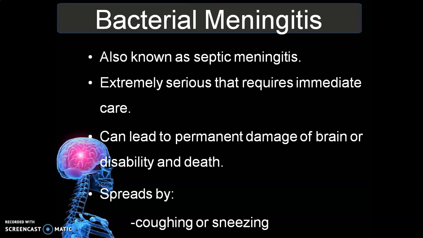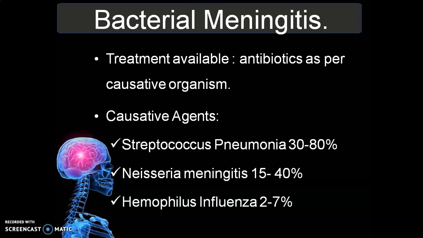Bacterial meningitis means sepsis is there, so it is also known as septic meningitis. It is very serious, requires emergency care, and there can be permanent damage to the brain or brain cells, disability or death. It can spread through coughing or sneezing. The treatment available is antibiotics as per the causative organisms, which are Streptococcus pneumoniae, meningococcus and Haemophilus influenzae. The percentage is given there.